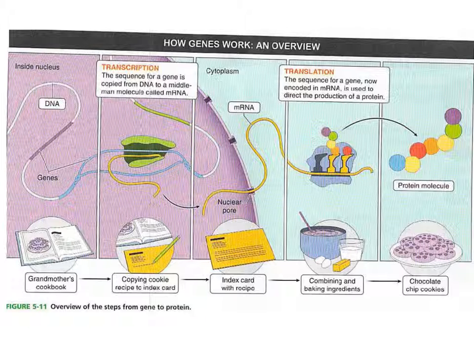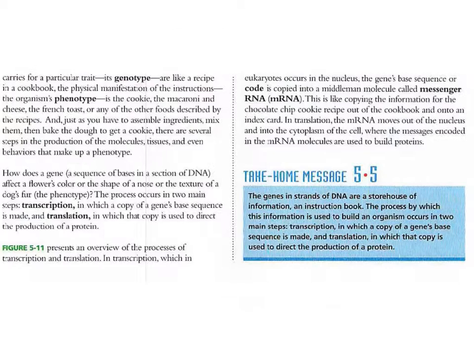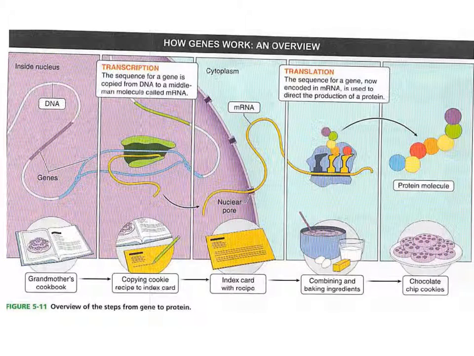So we're going from text to the figure, and now we'll move back to the text. So looking at a particular trait, its genotype is like a recipe for a cookbook, the instructions. Whereas an organism's phenotype, the physical manifestation, is the cookie or the macaroni and cheese or the French toast or any of the other foods described by the recipes. So now let's go back and look at that.